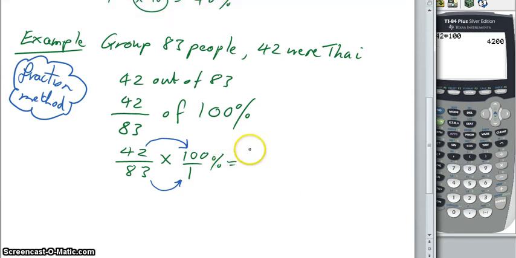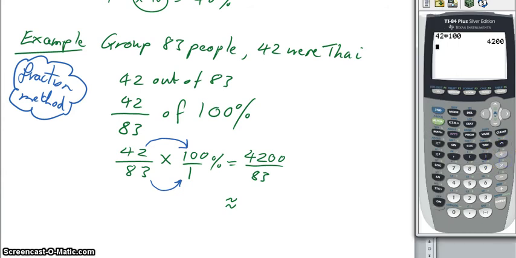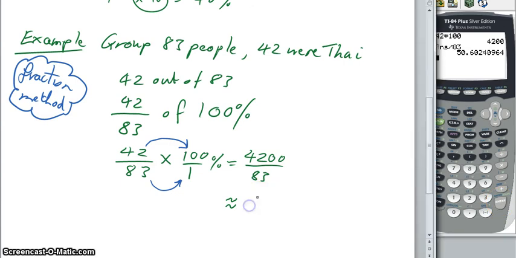So it's 4200 all over 83 times 1, which is 83. Now I'm going to put the approximately sign. So we've got 4200, going back to our calculator, divided by 83, and that gives an answer of 50.6 and so on, so about 50.6%. Just over half of that group are Thai.